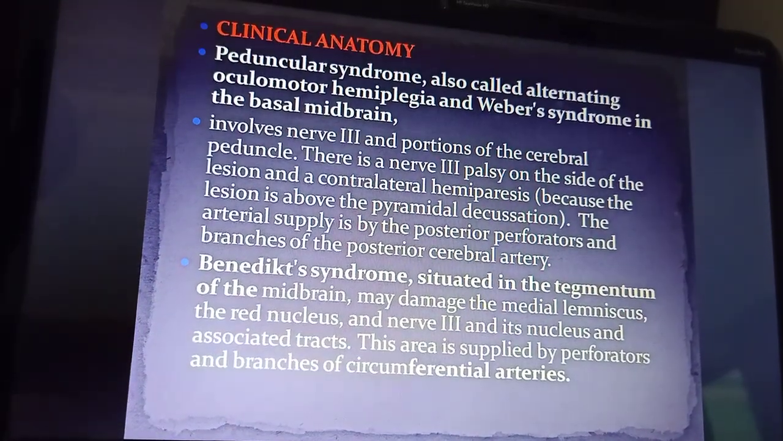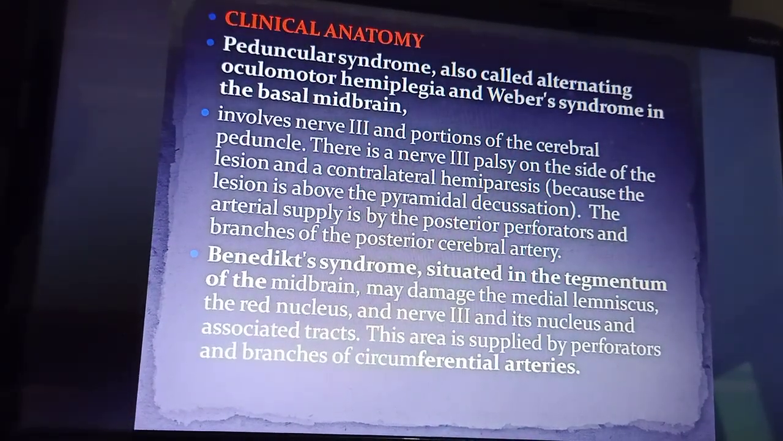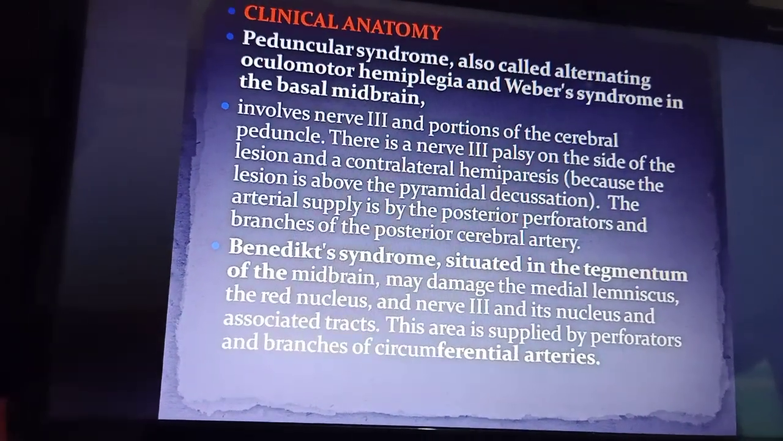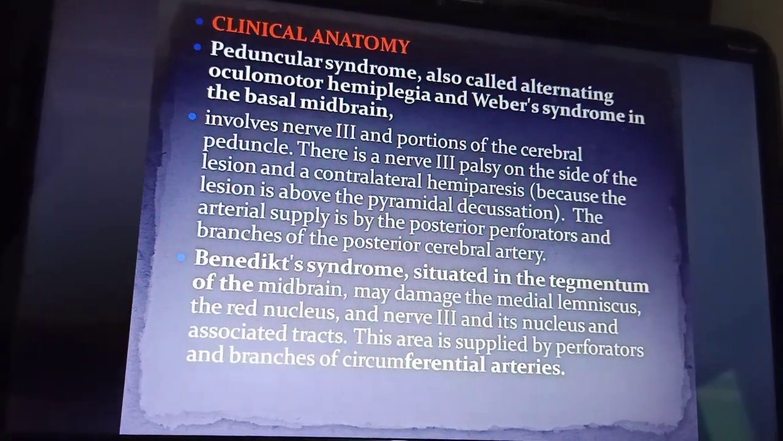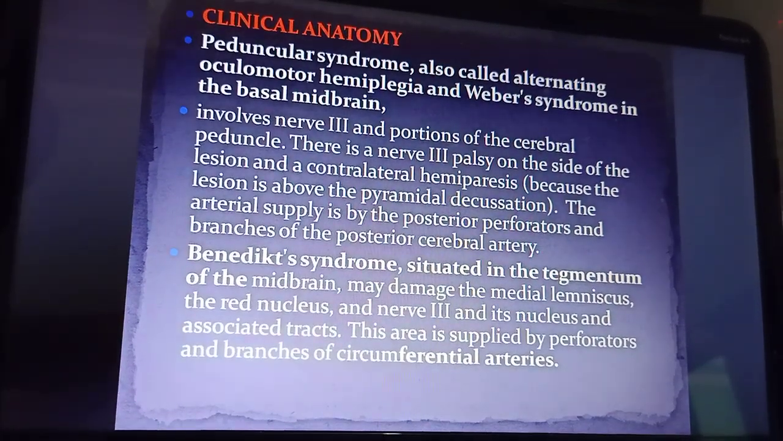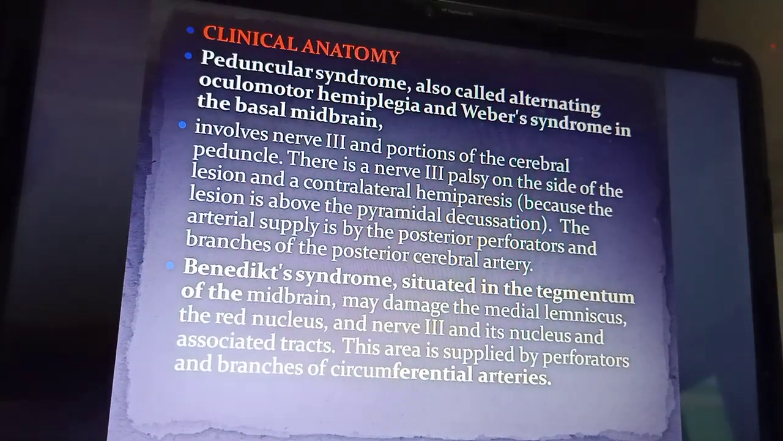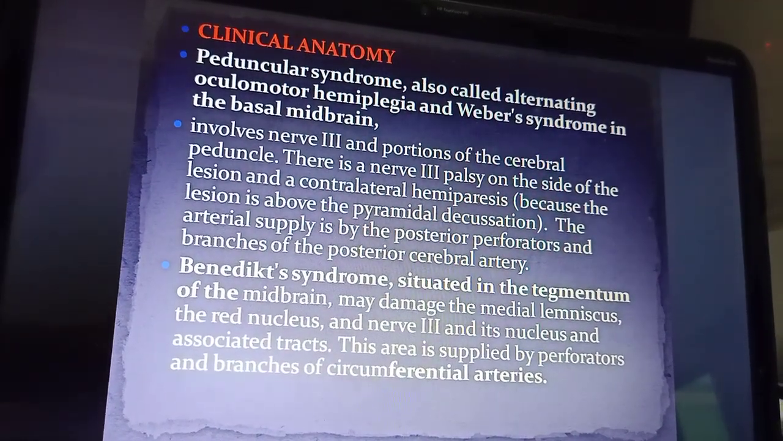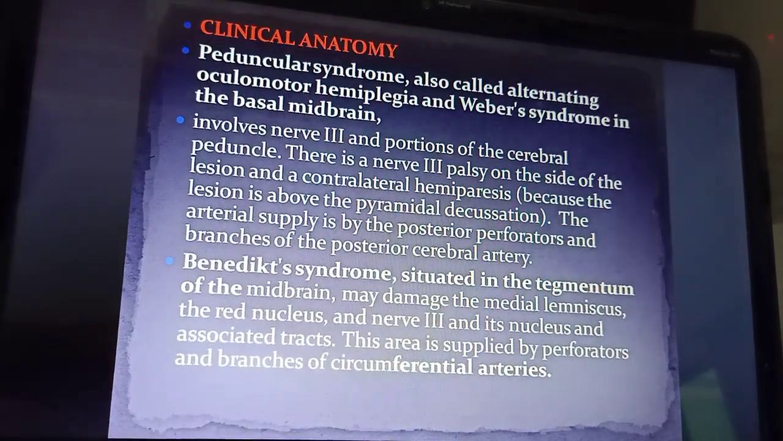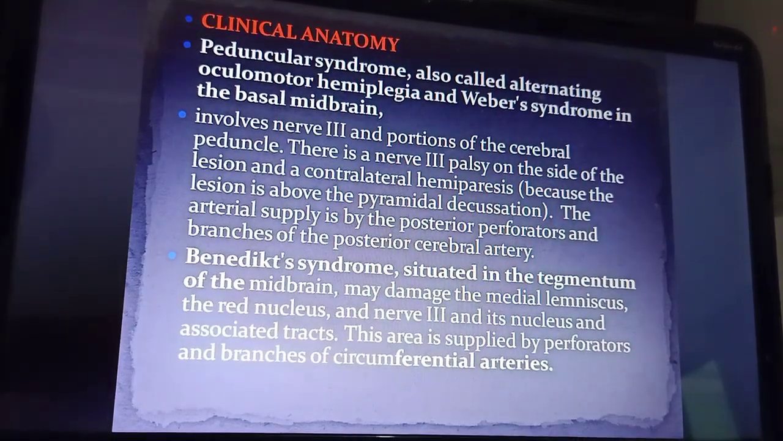Clinical anatomy. Peduncular syndrome, also called alternating oculomotor hemiplegia, and Weber syndrome, occurs in the basal midbrain. It involves the third nerve and a portion of the cerebral peduncle. There is third nerve palsy on the side of the lesion because it is a lower motor neuron palsy, and contralateral hemiparesis because the lesion is above the pyramidal decussation. The arterial supply is by the posterior perforators and branches of the posterior cerebral artery.